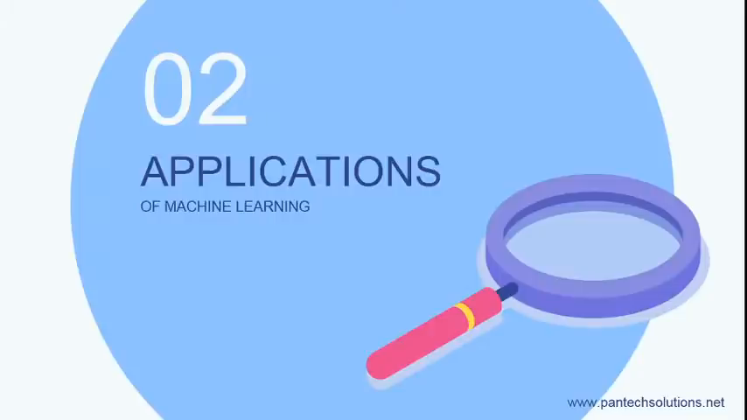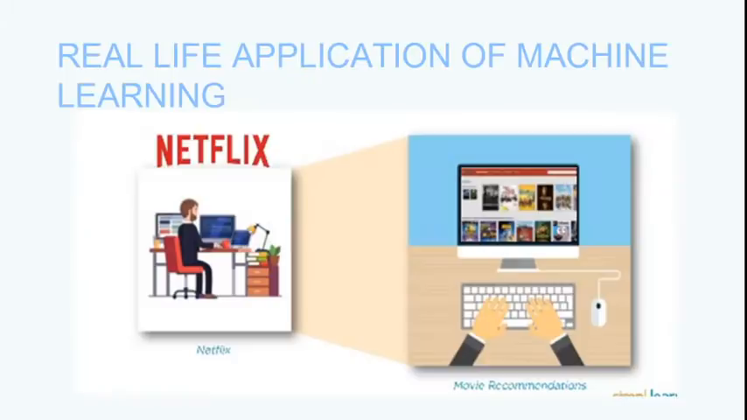Then applications. Applications are where we use machine learning in real time. A real-life application of machine learning is Netflix movie recommendation. Most of you know about YouTube also. Without subscribing to a channel, you still get its videos. How are they getting the videos? Based on your watch history and hashtags. Hashtags are important nowadays. Based on the hashtags, it gives some results.